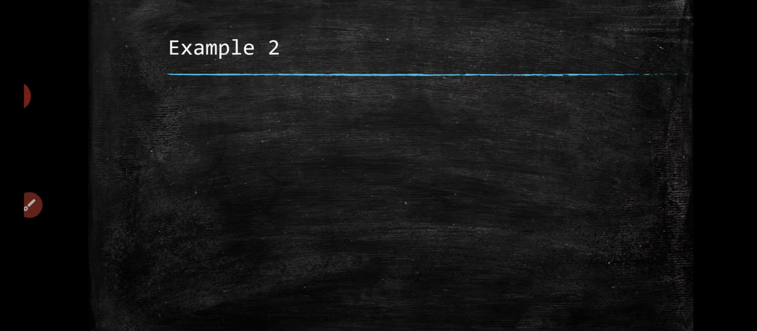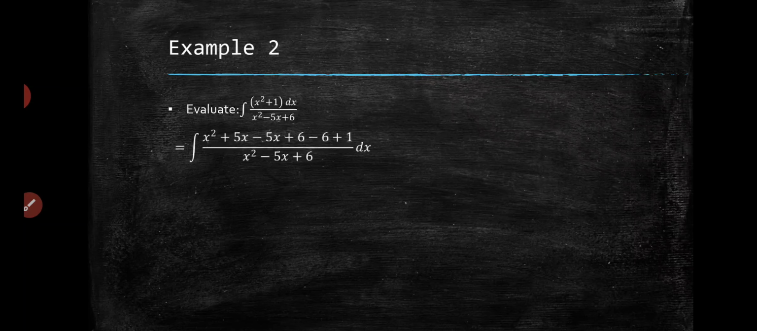Number 2. Integration of (x square plus 1) by (x square minus 5x plus 6). Now before we start doing it, you can see that x square plus 1 has degree 2 and x square minus 5x plus 6 also has degree 2. So I can't directly apply partial fraction on this.